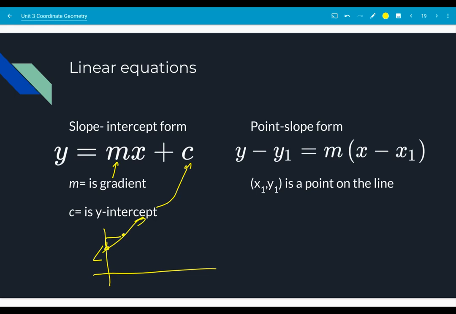Point slope form. Those are your point, and again, m is your slope or your gradient. This one is useful because if we have a point and a slope, we can go up, over, draw a point, and draw lines through it.